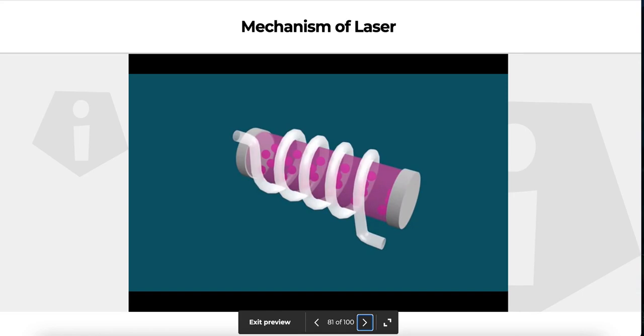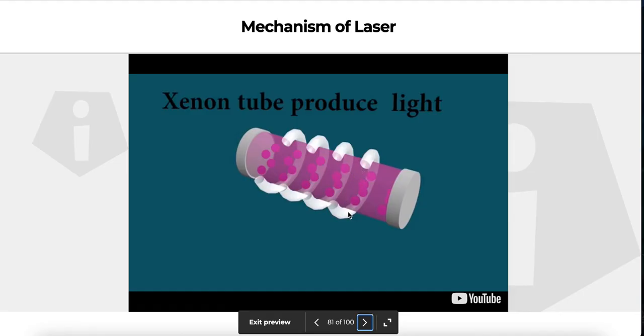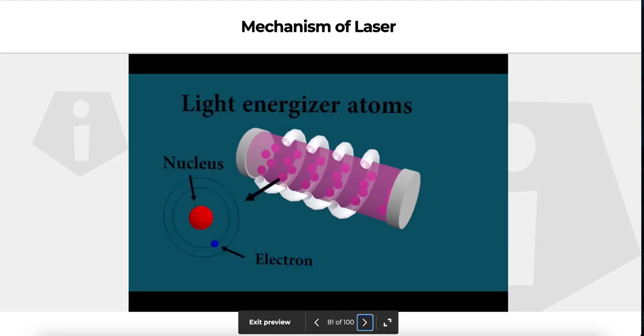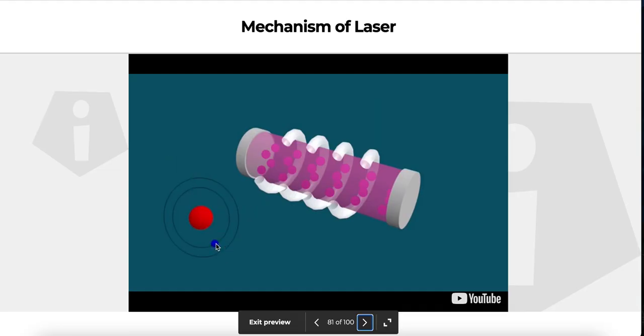This energy input, or the pumping, will produce a light. This light causes stimulation of the atoms present in this medium. And this atom has a nucleus and has electrons. These electrons are in ground state. When the electrons are excited by the pumping, then they will move from the ground state to the higher energy state. And this is now an excited atom.